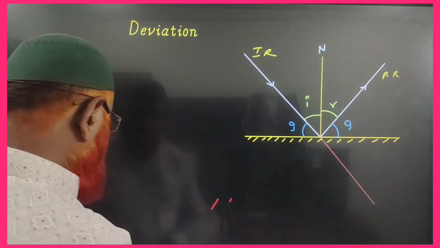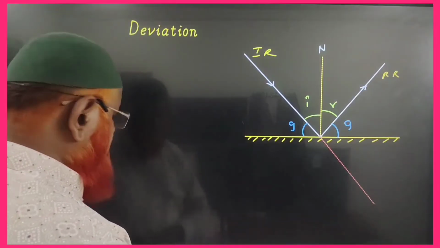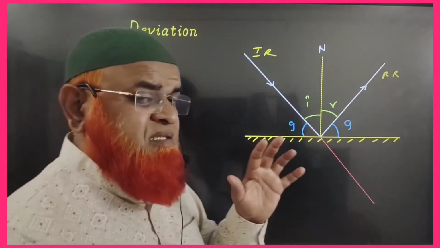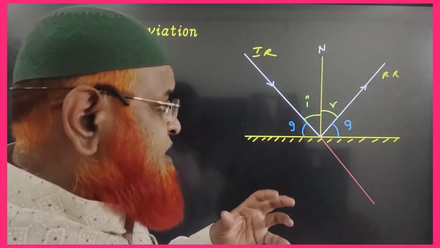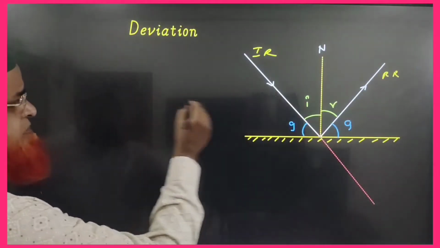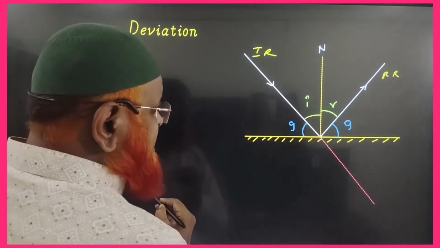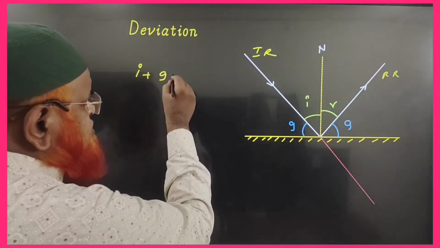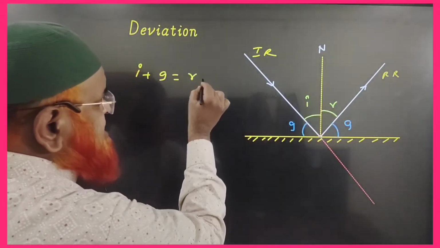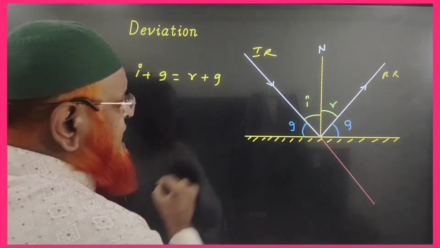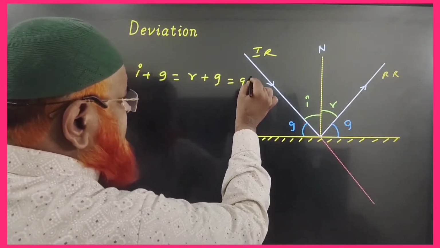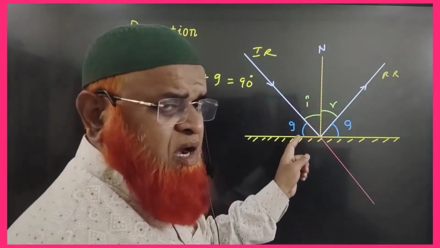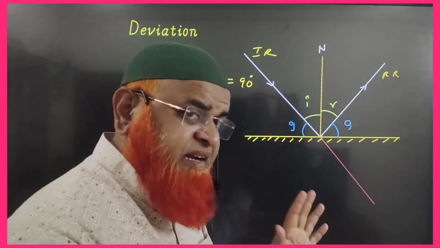Now let us see what is going to happen. Let us discuss some of the concepts which we are going to learn today. Here, this is the angle of incidence, this is the angle of glancing. Angle of incidence plus angle of glancing is always equal to angle of reflection plus angle of glancing, and these two combined are always 90 degrees, because this is the normal, these two are 90, these two are going to be 90, same.